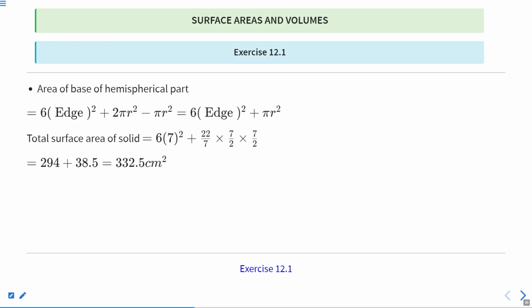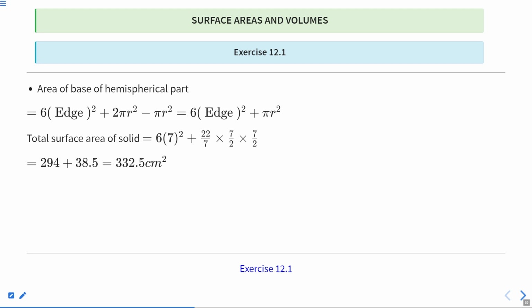So here we know the surface area of the cubical part is 6 times h square. Here the area of the base of the hemispherical part will be removed. So the total surface area of the solid will be 6 times h square plus 2 pi r square minus pi r square, which is equal to 6 times h square plus pi r square. So total surface area is equal to 6 times 7 square plus 22 by 7 into 7 by 2 times 7 by 2.